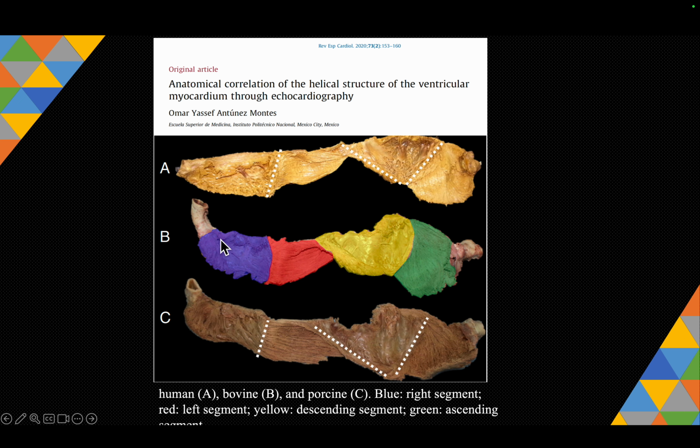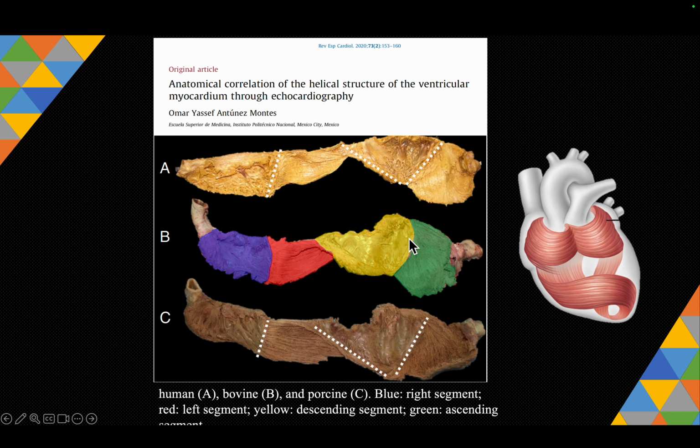This is an autopsy specimen of bovine, human, and porcine hearts, and you see this is a single layer of myocardial sheet which comes in a kind of wrapping format, starting from the pulmonary artery and ending in the aorta, and this wraps around the heart as a single muscular sheet. And this has components: a right-sided component, a left-sided component, a descending component and an ascending component. These two components form a part of the left ventricle. I am going to show you again.